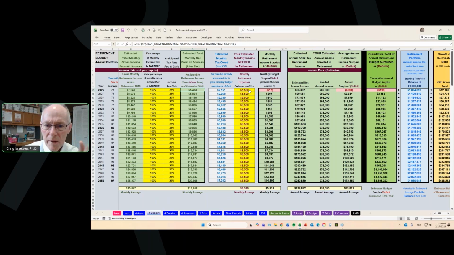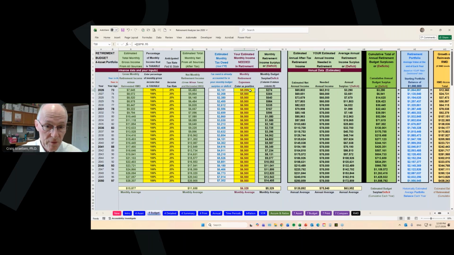So one option is to simply press the equal sign. I want to tell the spreadsheet that my monthly expenses will be 95% of my monthly income. So I enter Q10, which is this cell right here, my monthly net income, times 0.95. Bingo. That says I'm forcing myself not to overspend.